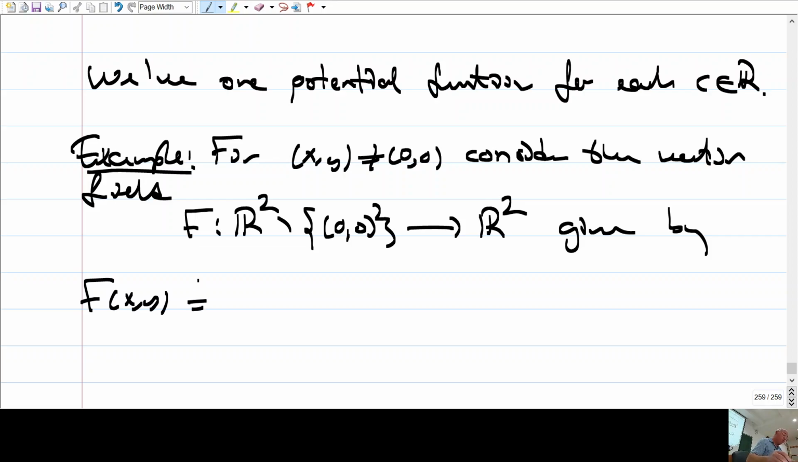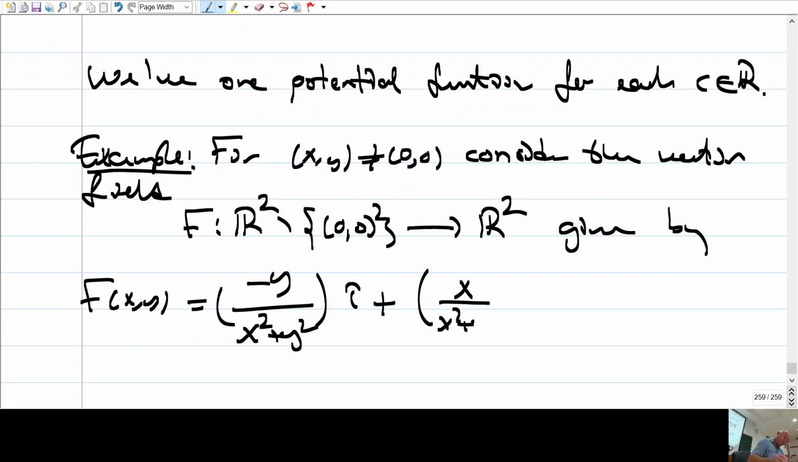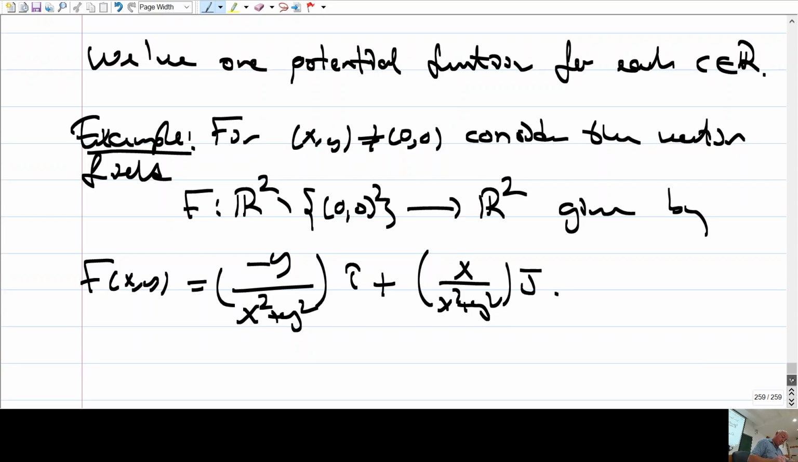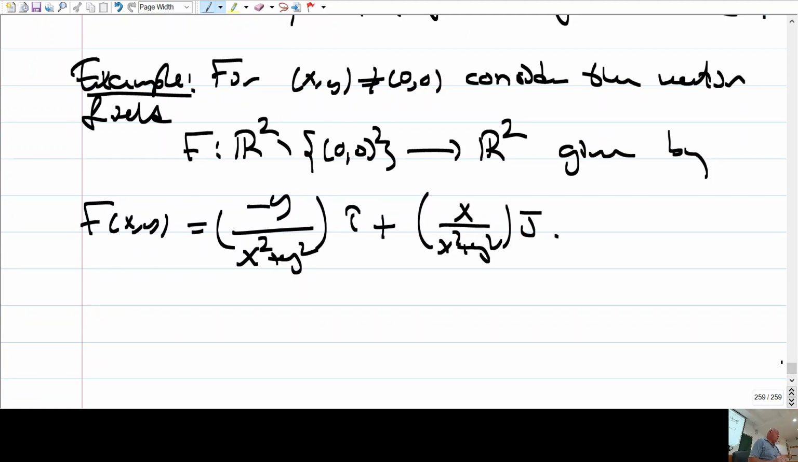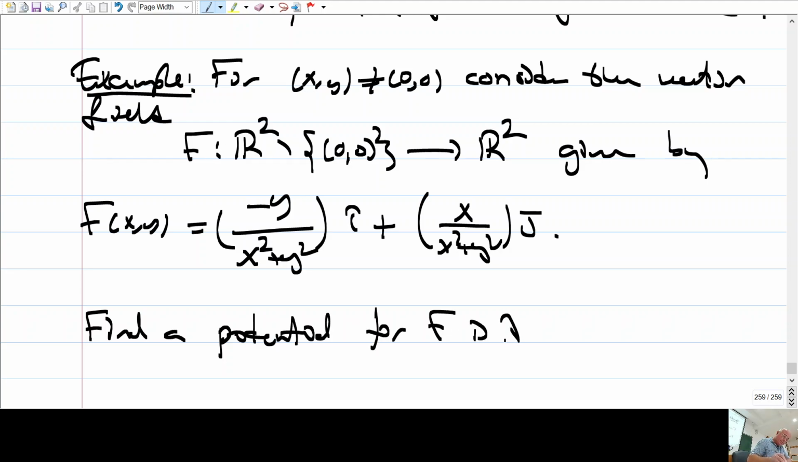F(x, y). It is this one. Minus y over x squared plus y squared i plus x over x squared plus y squared j. Okay. Find a potential for F if it exists, if there is any.